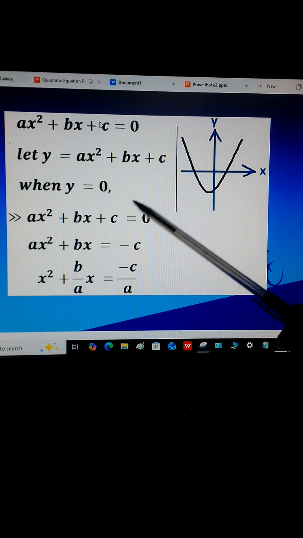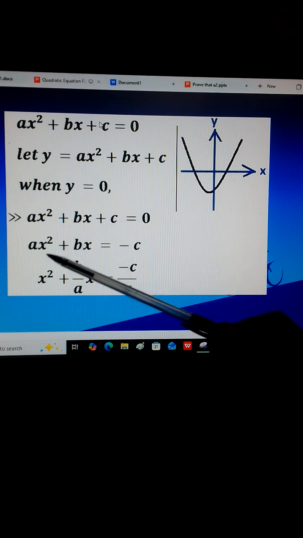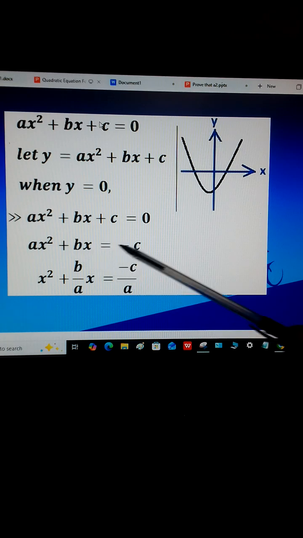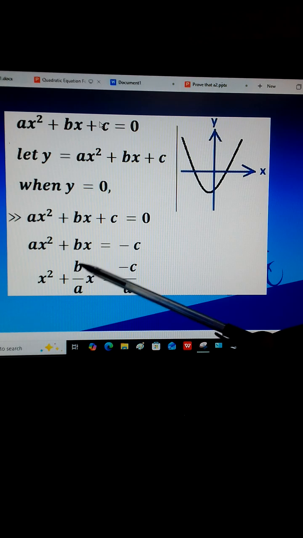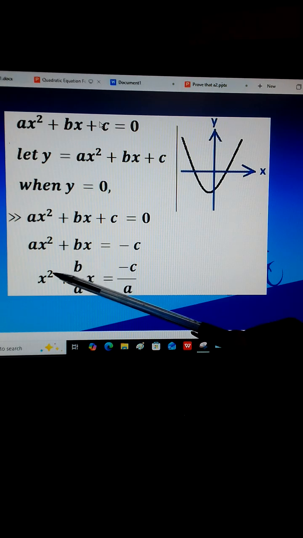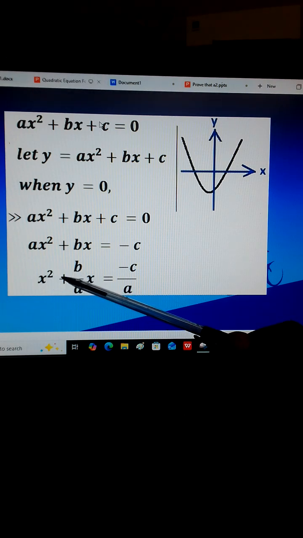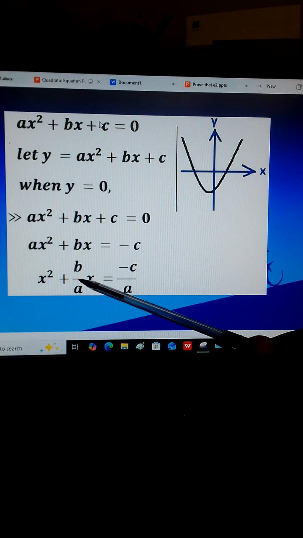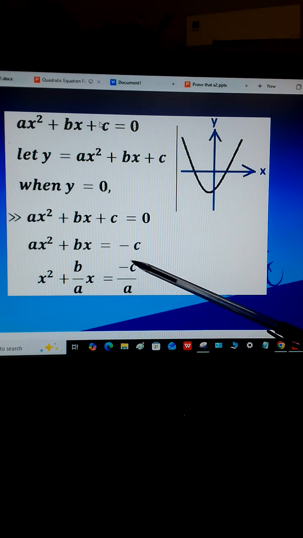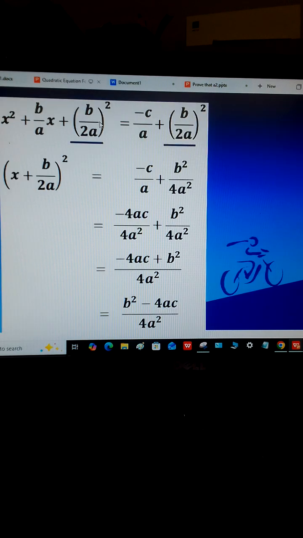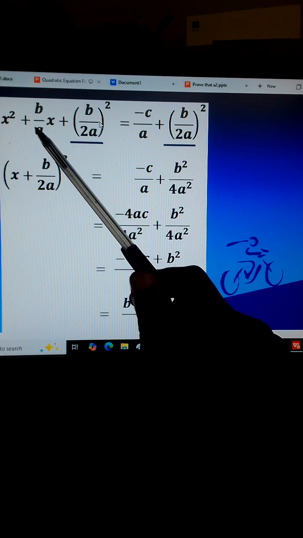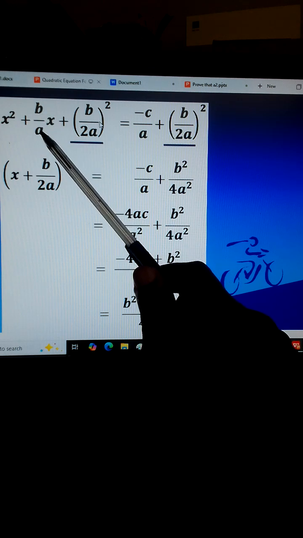So we can start by subtracting c from both sides. So we have ax squared plus bx is equal to minus c. And then in this step, we can divide every term by a. So we have ax squared divided by a, you get x squared, plus bx divided by a, you have b over a x is equal to minus c over a. Okay, now we are here, x squared plus b over a x.